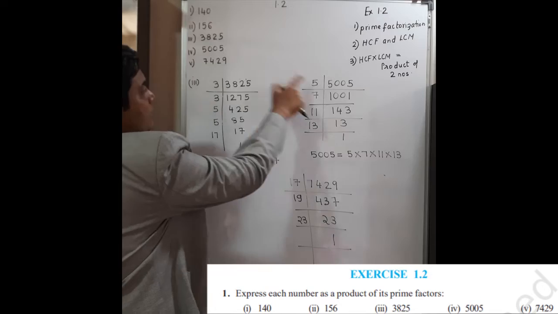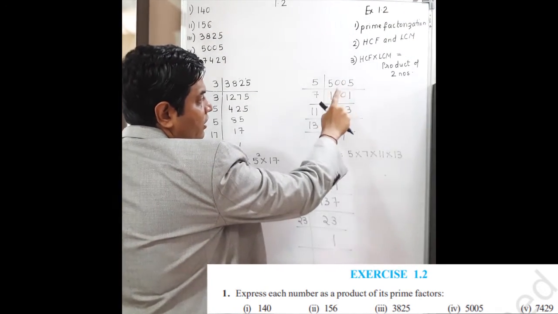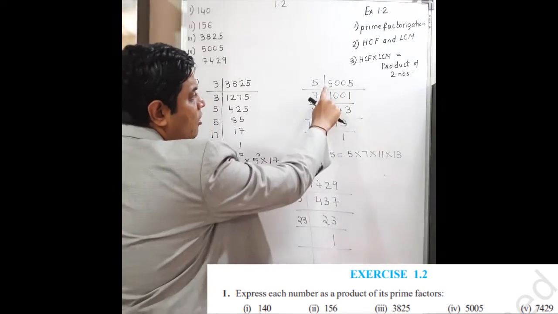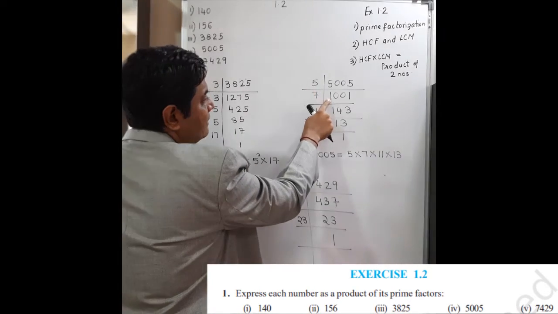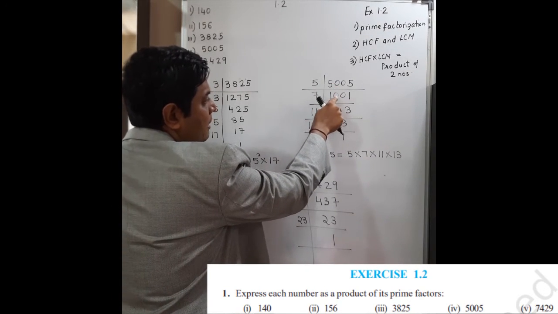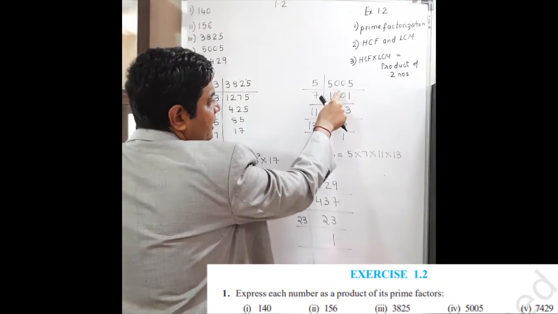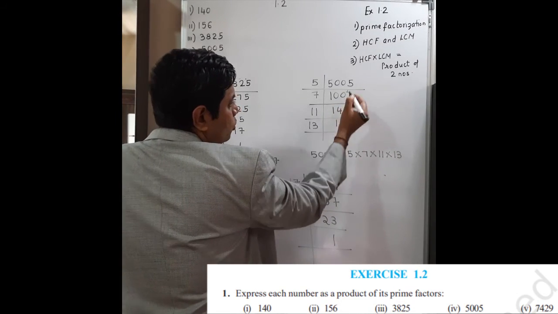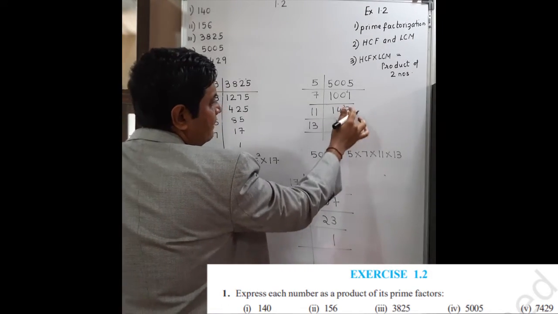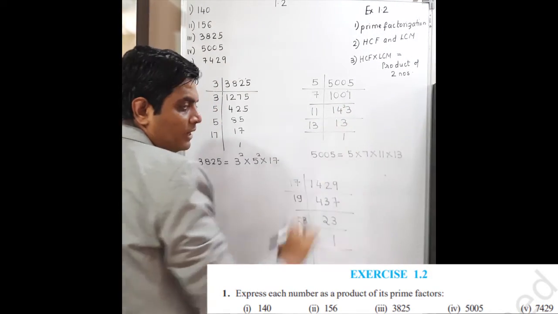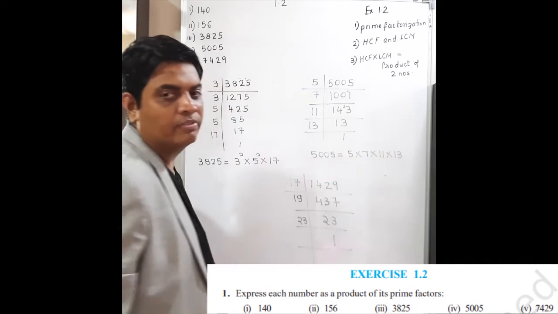Next question is 5005. Again, start with 2, not possible. Check with 3. For 3, the sum of all the digits should be divisible by 3. 5 plus 5 is 10, not divisible by 3. So the next number is 5. 5 1s are 5, then 0. 1 0, again 1 0, and 5 1s are 5. Next is 7. 7 1s are 7, 7 4s are 28, remainder is 2. 7 3s are 21, 11. 11 1s are 11, remainder is 3. 11 3s are 33, 13, 13 1s are 13. So you can write 5005 as 5 into 7 into 11 into 13.